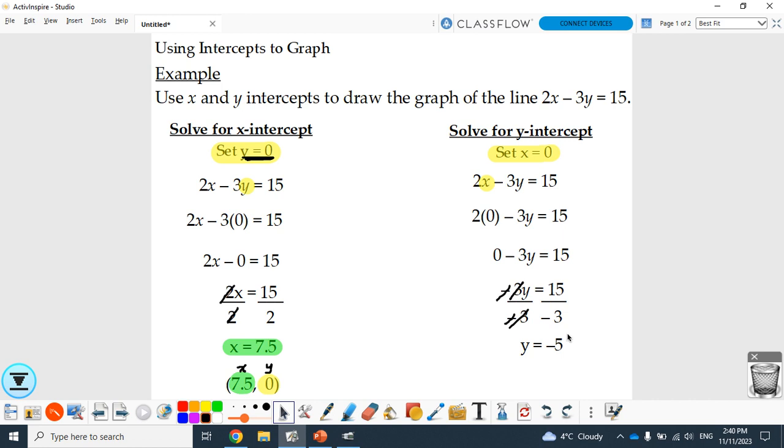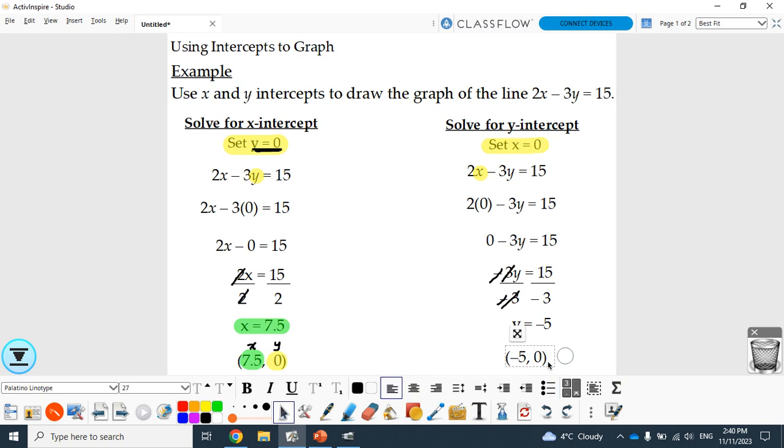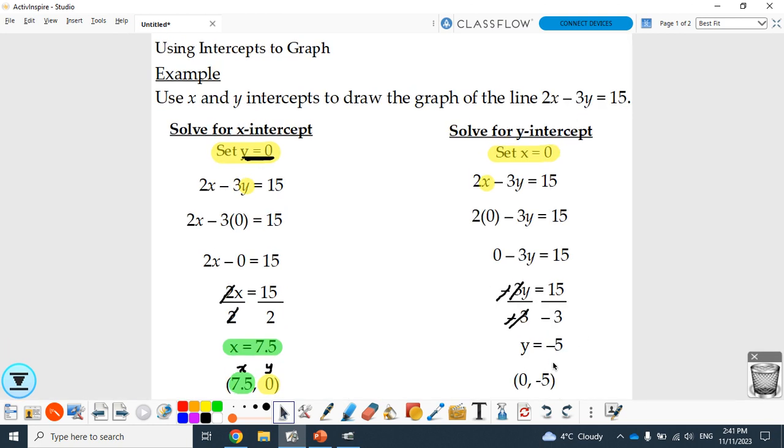So as a coordinate, think about this as a coordinate. X is 0, y is negative 5, so we'd have the coordinate 0, comma, negative 5, Mr. Yakimishin. That's exactly what we'd have. All right. Great. So close. I was doing so good.